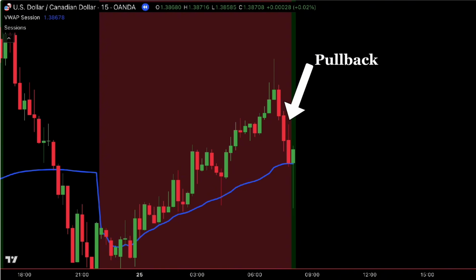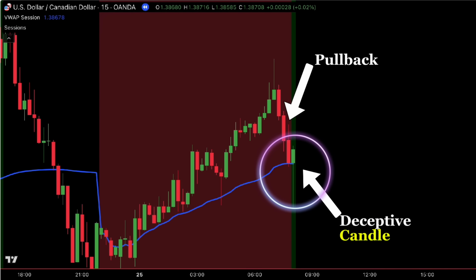And this is where something important happens. A deceptive candle forms. At first, it looks like price is breaking down. Liquidity is grabbed below VWAP, triggering stop losses from early buyers and trapping sellers who think the trend is reversing. But the candle closes strong, right back above VWAP, revealing the real story. Institutions use that dip to fill their buy orders. That deceptive candle is your confirmation, not because of the shape, but because of where it formed and what happened right before it.